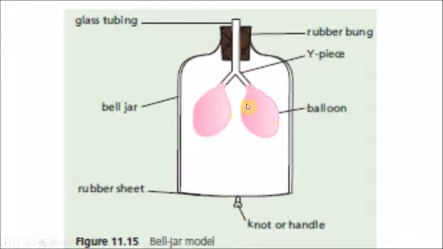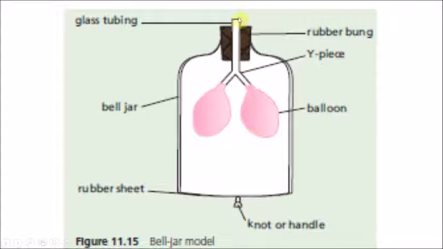This bell jar model is just a representation of the lungs. This obviously represents alveoli, or the lungs. This is the trachea with the bronchi. The bell jar would represent the ribs, however they don't move, so it's not a great representation of that. The rubber sheet would represent the diaphragm, and what you do is you pull it down as if it was contracting and moving down, and that will draw air in as the pressure in here decreases.